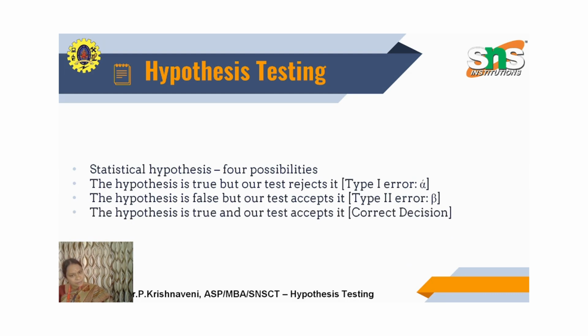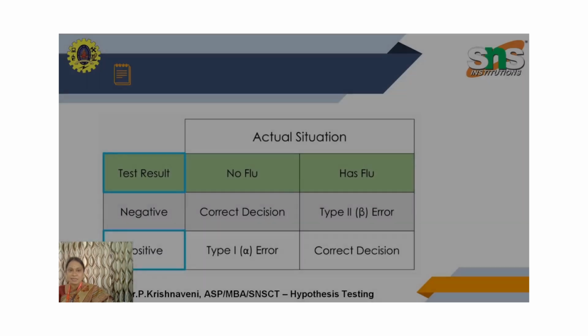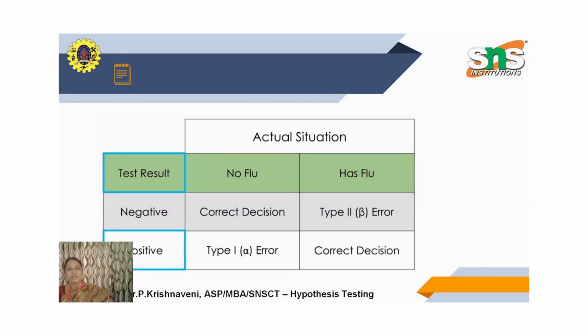And if our hypothesis is true and we are accepting it, it's a correct decision. If our hypothesis is false and we are rejecting it, this is also a correct decision. So these four situations will arise. So what will happen if we make errors in our hypothesis and decision making? This is a great example for us.